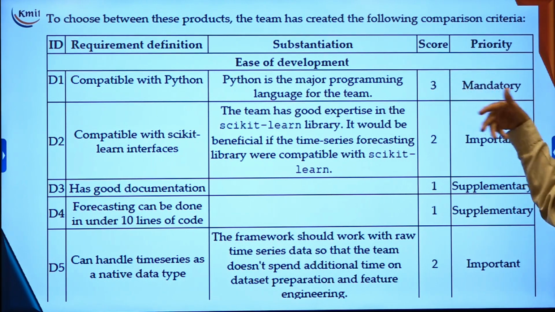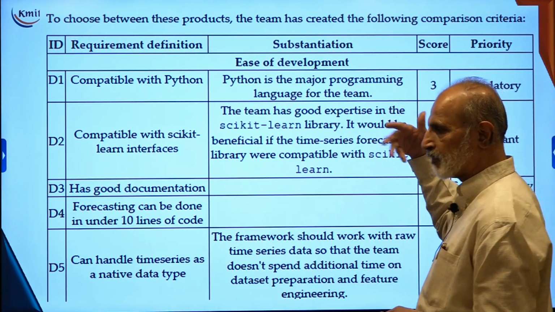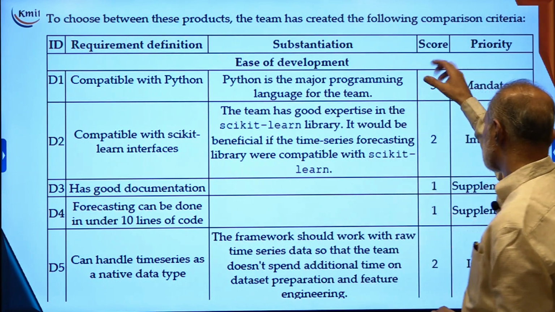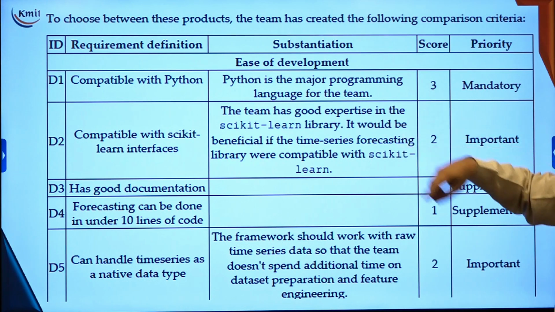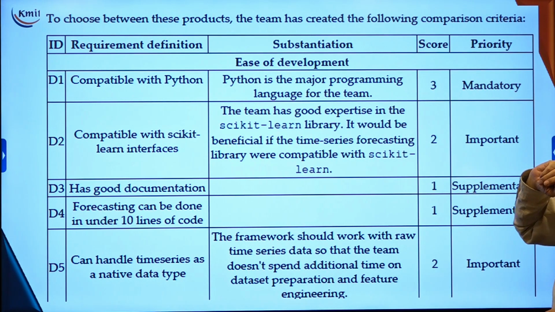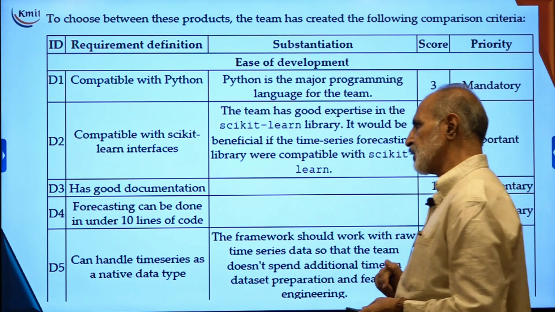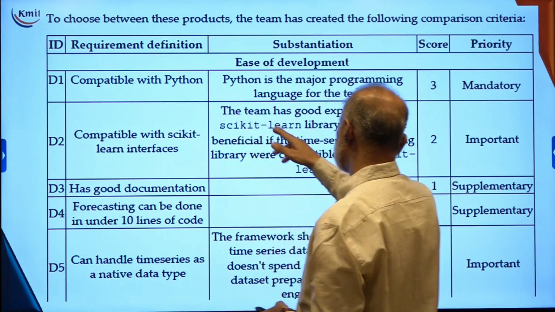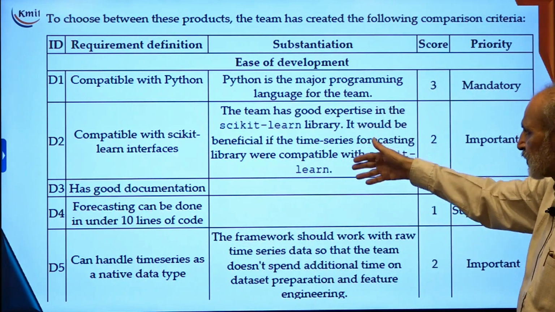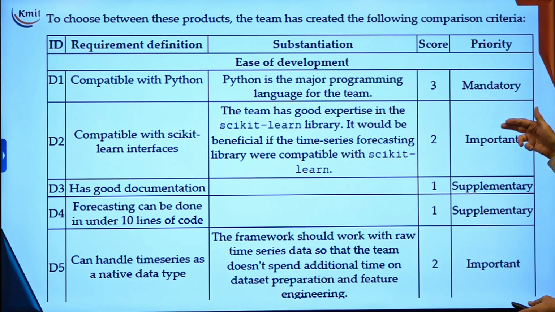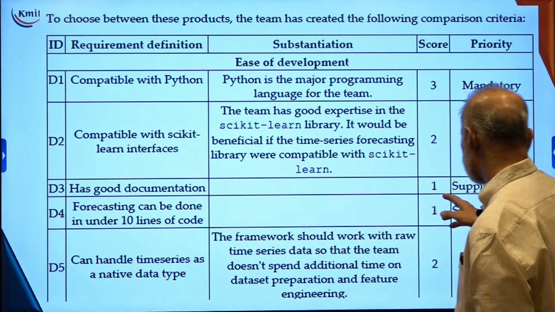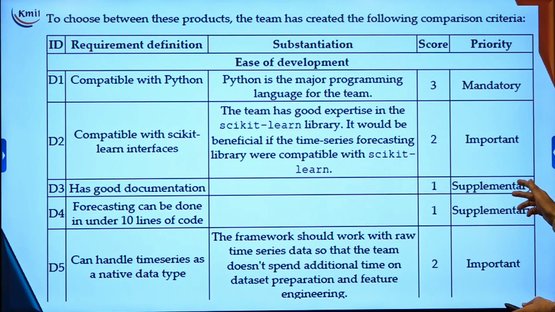As my way of testing or substantiation, I give a score, and my priority is mandatory. D2 tells me compatibility with the scikit-learn interfaces. Yes, the team has good experience using the library functions. So I give a score of maybe 2 to 3, and this is also very important for the people. It is mandatory, and here it is important. D3: has good documentation? Yes. So supplementary information is available.